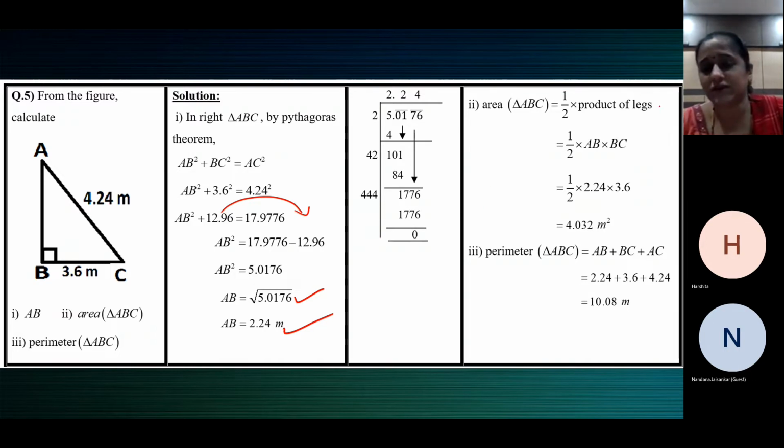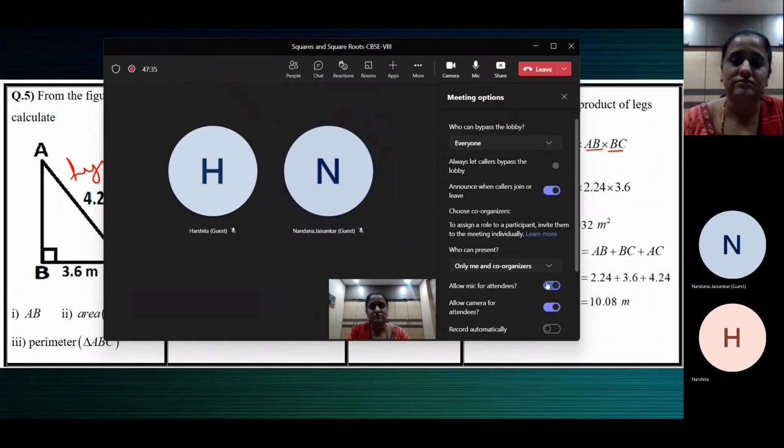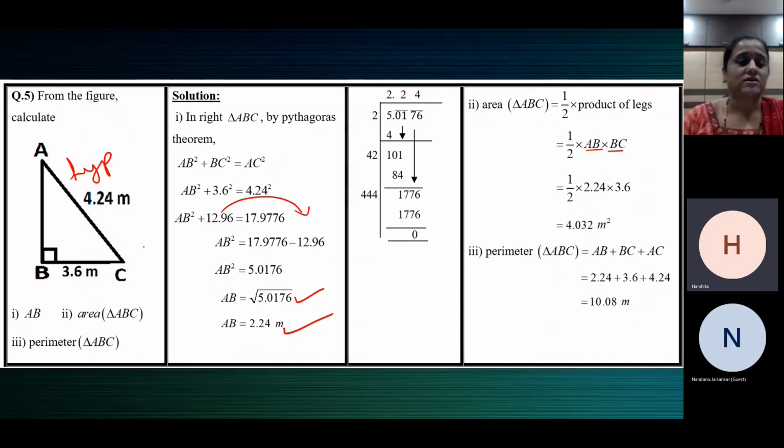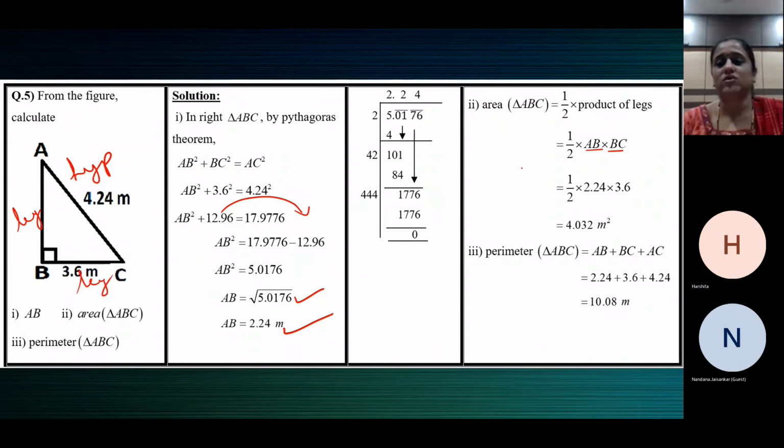The formula to find the area of a right triangle is half product of legs. The legs are AB and BC. This is the hypotenuse. Are you all listening? Yes, ma'am. Are you there, Harshita? Ma'am. So these two are the legs of a right triangle, this is one leg, this is the other leg. So half product of legs, half AB into BC.